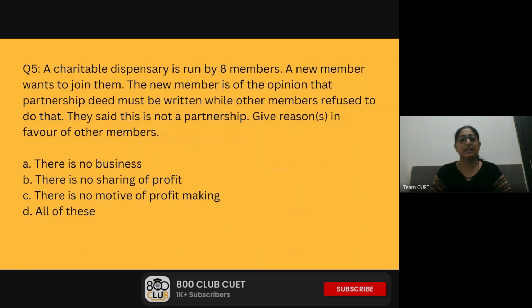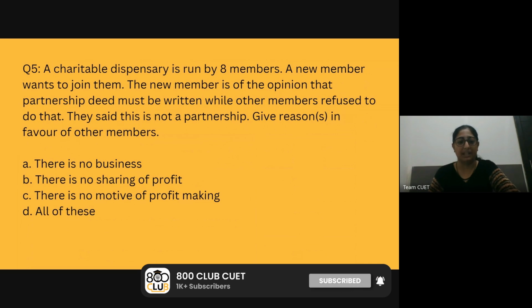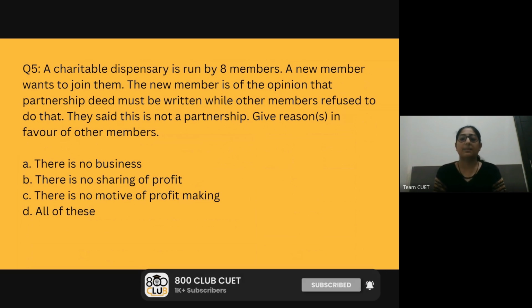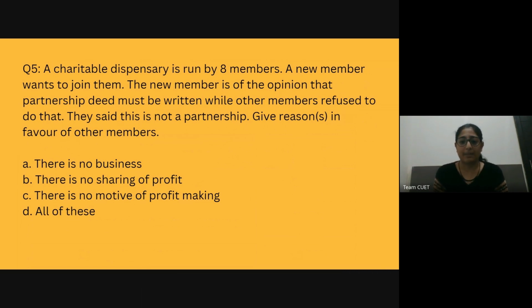Moving further, that is question number 5. It is more of a value based question. A charitable dispensary is run by 8 members. A new member wants to join them. The new member is of the opinion that a partnership deed must be written while other members refuse to do that. They said that it is not a partnership. Now give reasons in favor of other members which state that there should be no partnership deed.